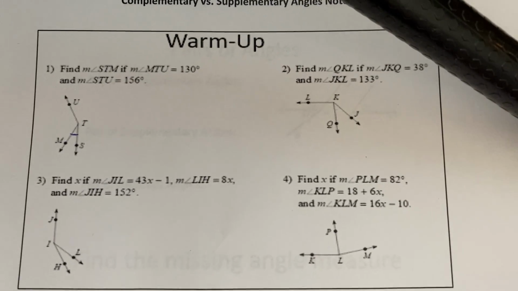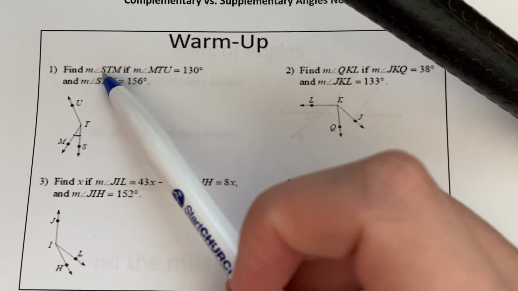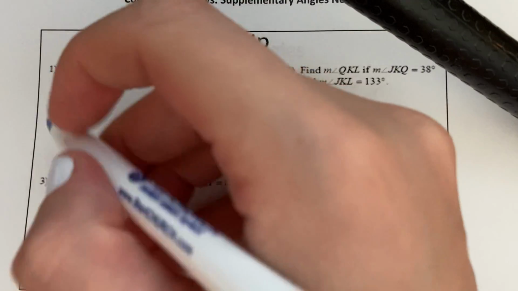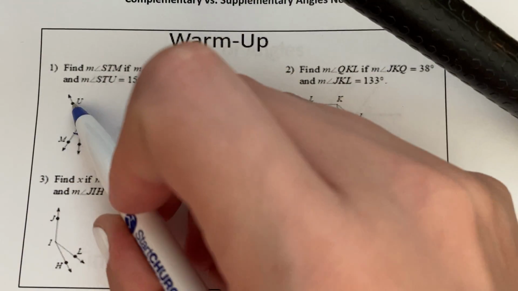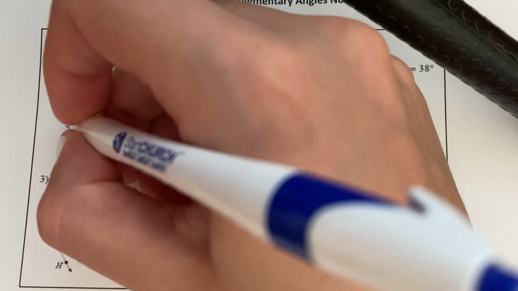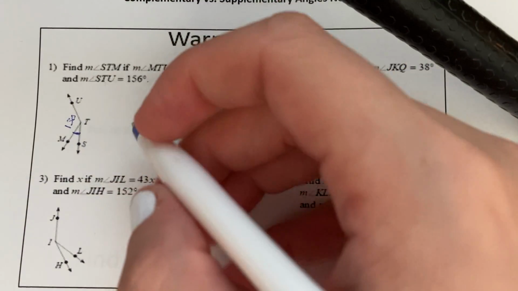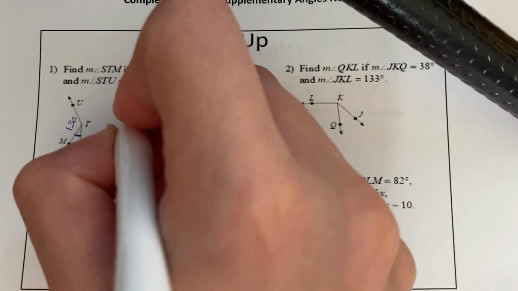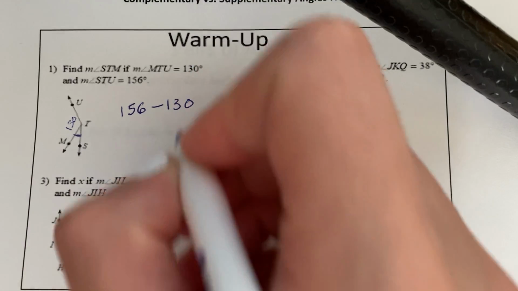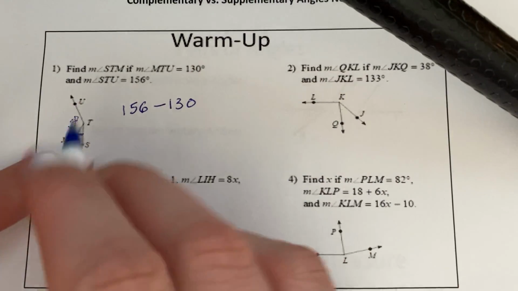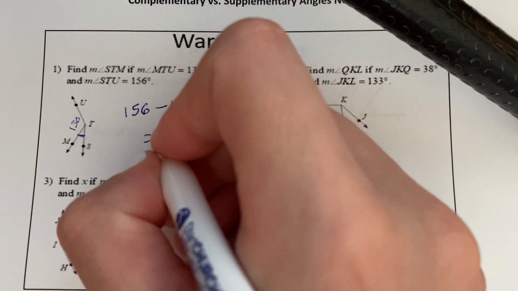So, let me see, okay. What I'm going to do first, I'm going to label the angle that I'm trying to find. So I'm trying to find STM, which is this angle right here. Then it's telling me MTU is 130. And it's telling me this whole thing, STU, is 156. So if I know the whole angle, which is 156, I'm going to take the whole angle and subtract it from this angle to find the smaller one. So when I do that, I'm just going to get 26.